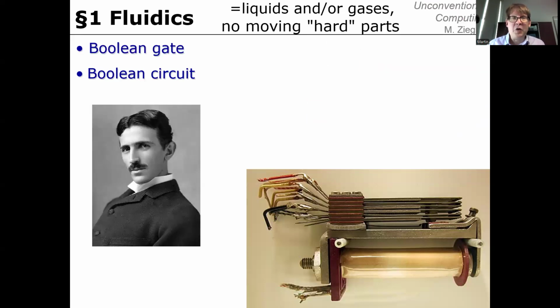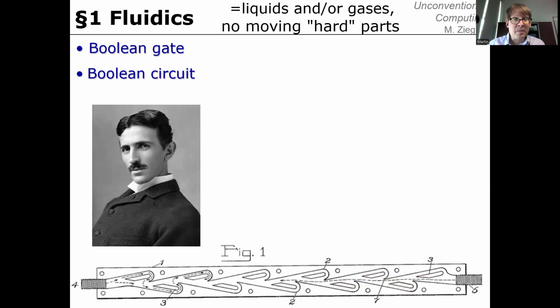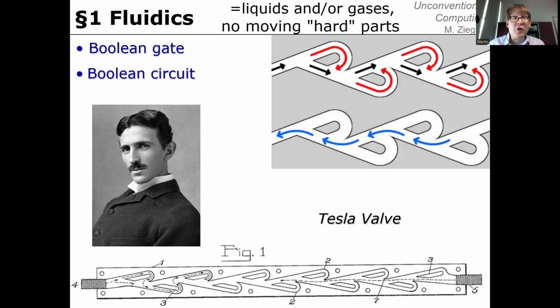Essentially, liquid computing started maybe with Tesla, who invented this Tesla valve, which is the liquid counterpart to a diode. In a diode, electric current can only proceed in one direction, not in the other, unlike a classical resistor, which allows electric current to move in both directions. And this is the fluidic counterpart. Liquid or gas can move freely from right to left, but not really from left to right, because it creates a lot of turbulence with itself.